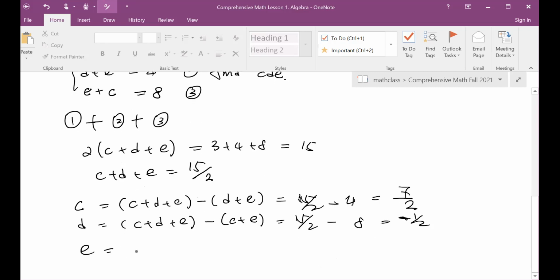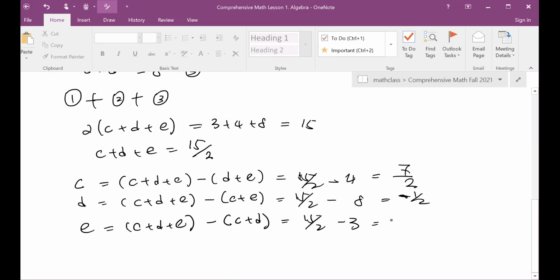Then e is c plus d plus e minus c plus d, and c plus d is going to be 3. So it's going to be 9 over 2. So then the product of the three numbers is just 7 over 2 times negative 1 over 2 times 9 over 2. This is how we do it. You get three numbers and then multiply them out.